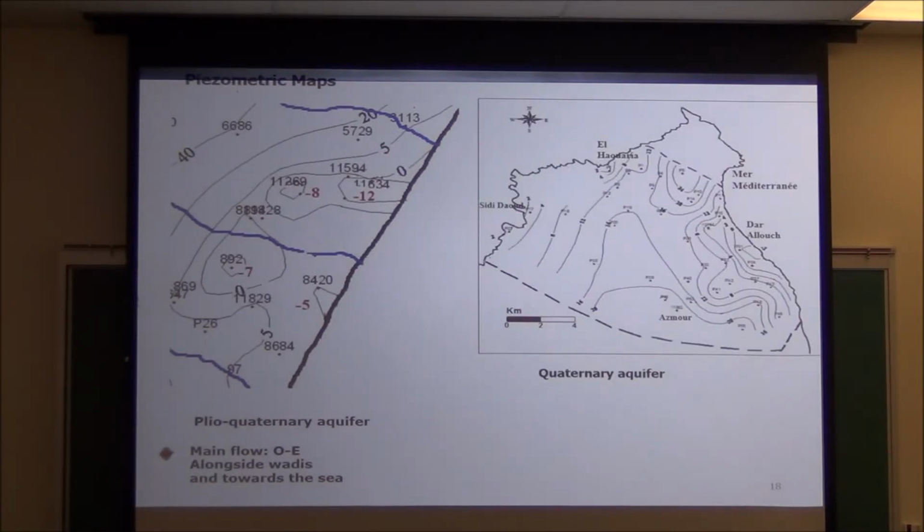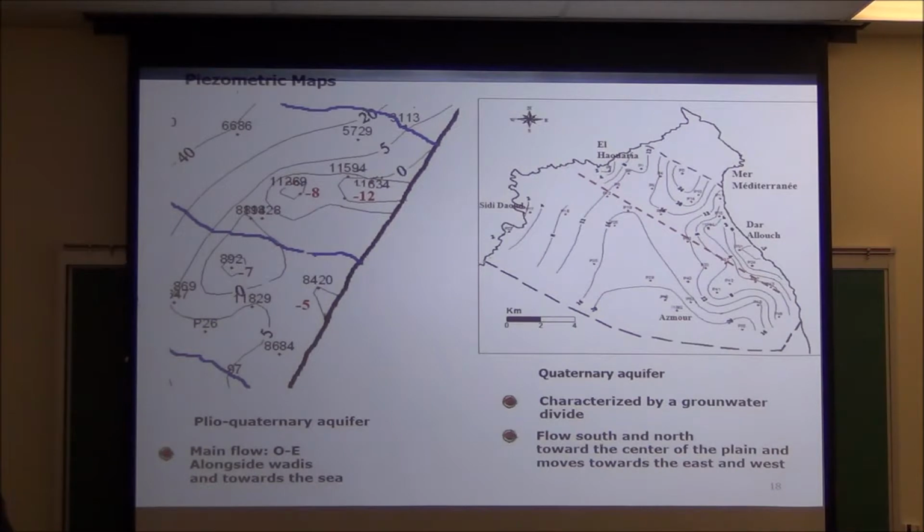In the Quaternary aquifer of El Hawariya, the piezometric map is characterized by a groundwater divide. We have flow coming from the south and from the north toward the center of the plain and moving toward the east and the west.